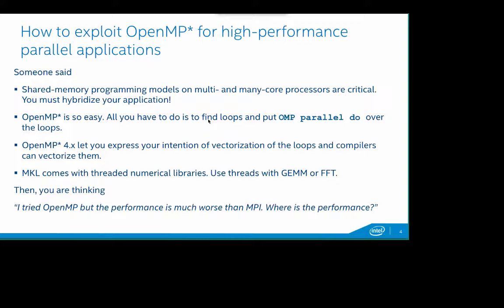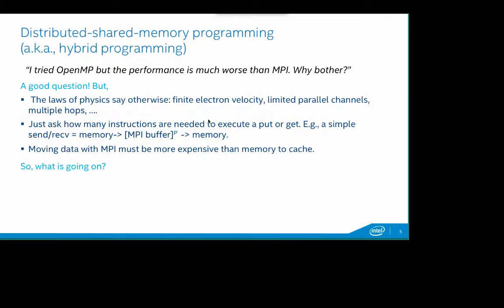Just use a threaded GEMM and FFT, great. But at the same time, I know you are thinking, I know that, I have done that, I never get the performance you promised. My MPI code seems to run so much better. Why is that? So let's go visit that question a little bit carefully. Now, I'm a physicist. It means that I only believe in laws of physics.